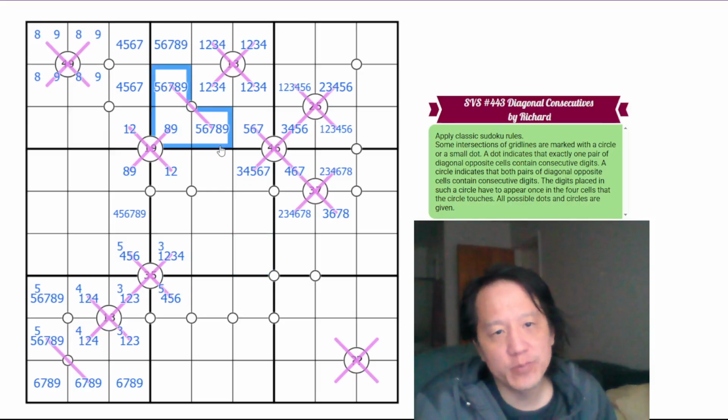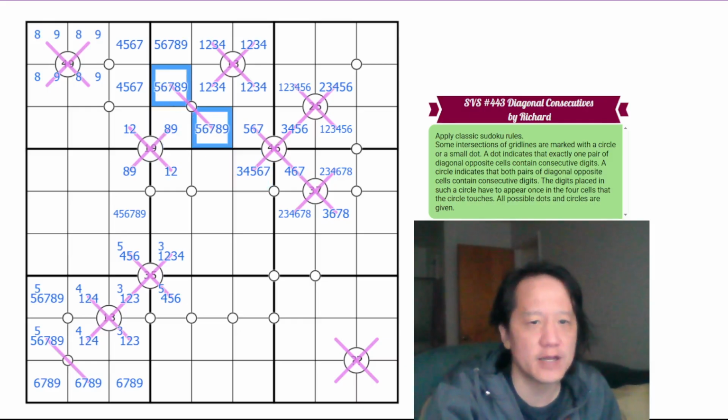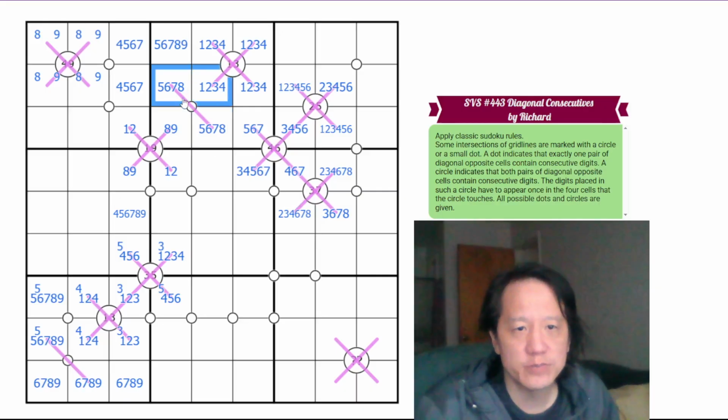Okay, can this ever be 9? If this is 9, that would force an 8 to be here to be consecutive, and that would eliminate all possibilities for that cell. So this cannot be 9. So this could be 5, 6. This could be 6, 7. This could be 7, 8.